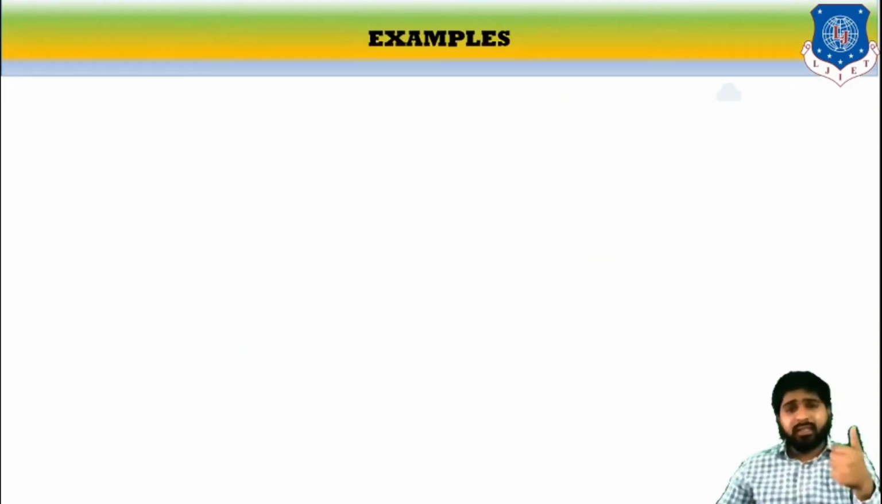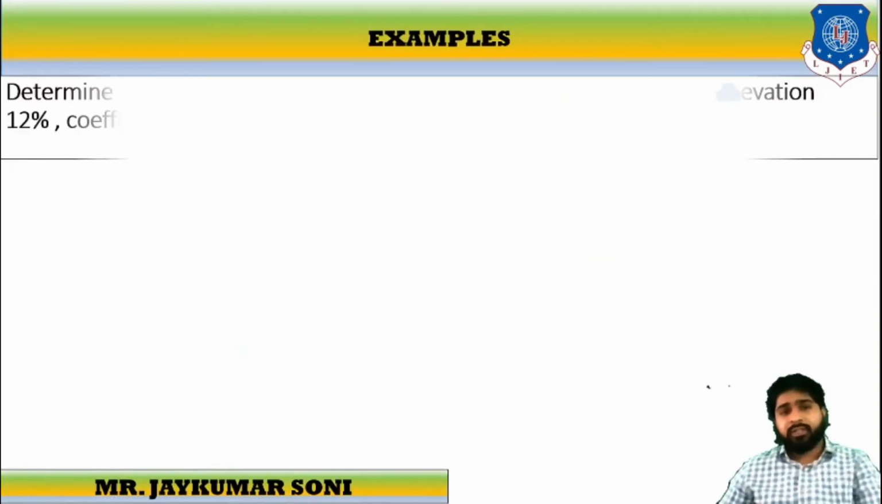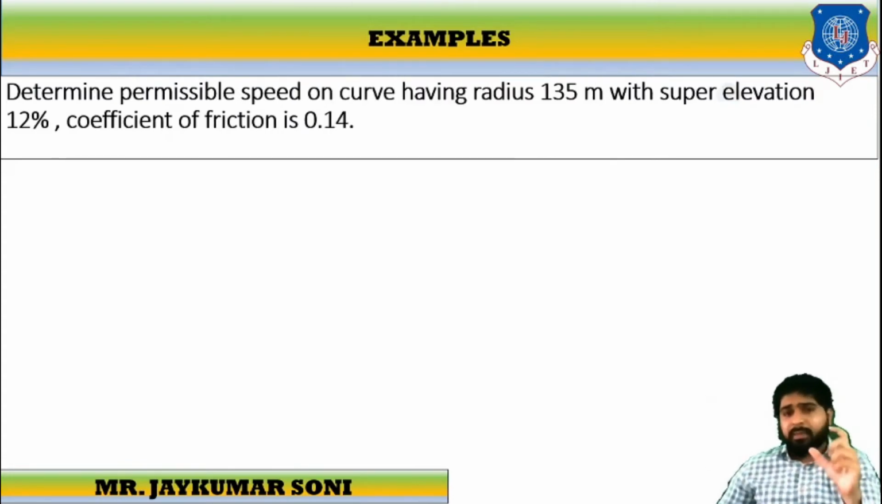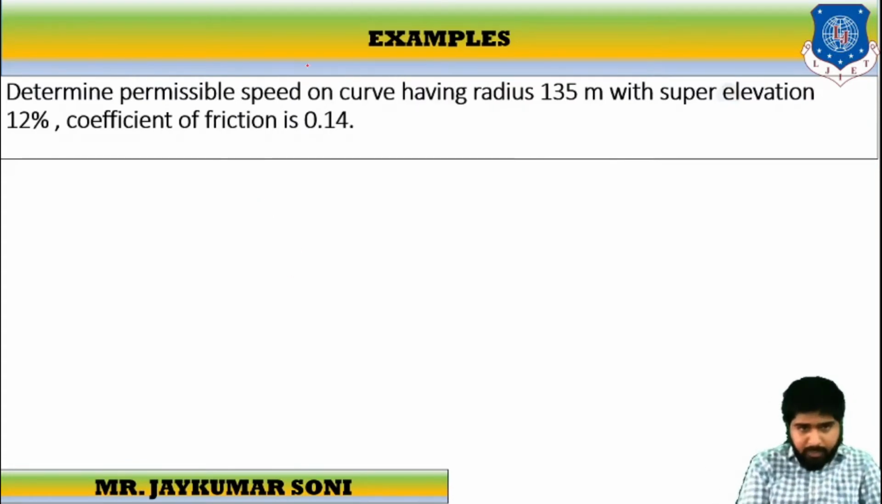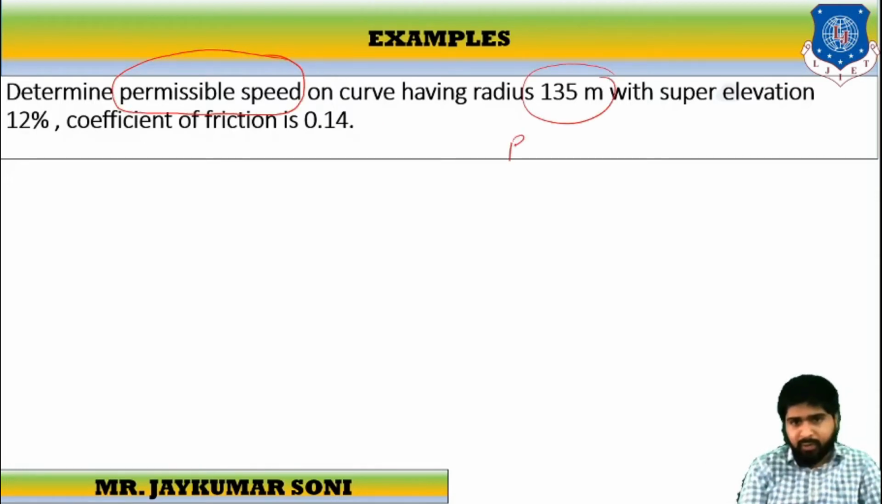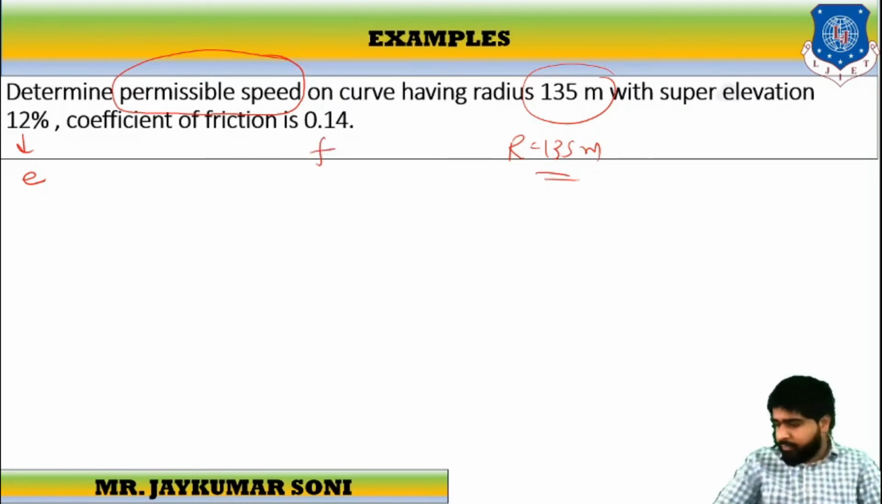Another segment means another type of example of super elevation. Determine the permissible speed. See, on the curve with the radius, R is given over here as 135 meter, and super elevation is given over here as E equals 0.12, that is 12%, and F is given over here as 0.14. And we have to calculate the permissible speed.